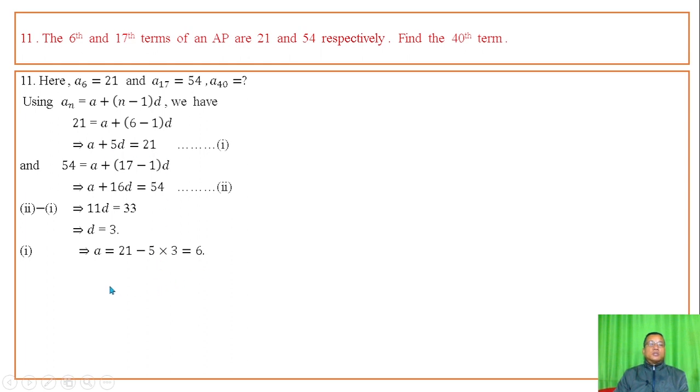We have found a and d. Therefore, a40 equals a plus (n minus 1) times d, with n as 40. Simplifying, we get the answer.